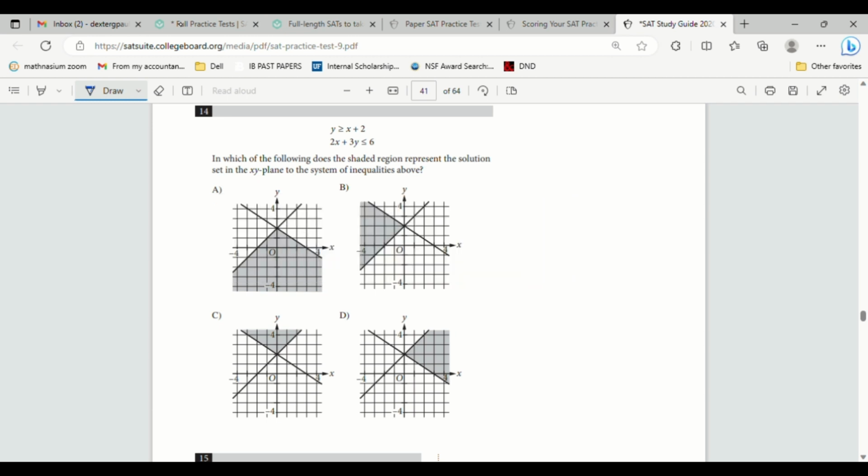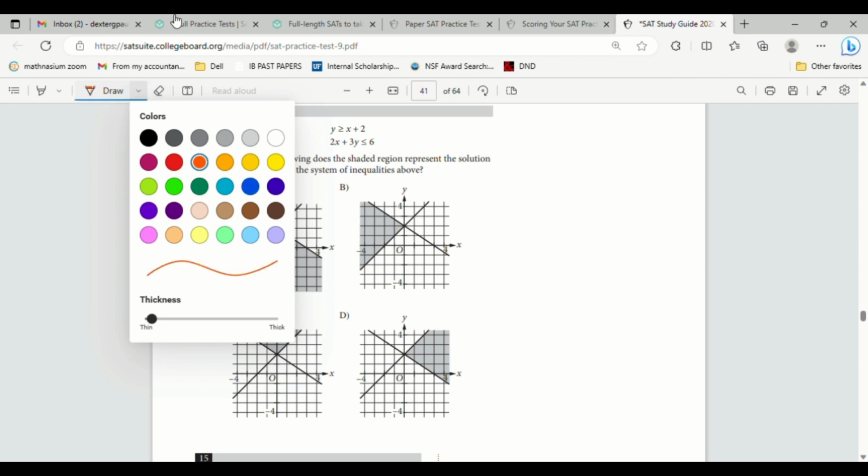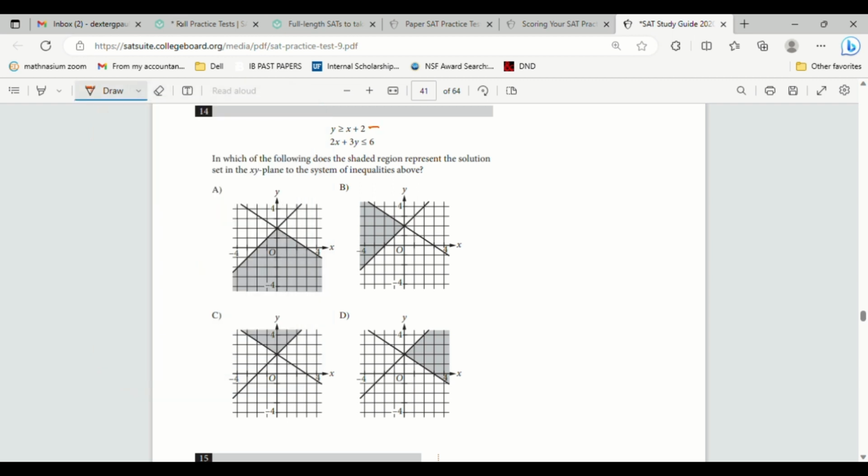Number 14, in which of the following does the shaded region represent the solution set in the xy plane to the system of inequalities above? So first, I'm going to label this a different color. First equation I'll label as orange. So in all the graphs, this orange line represents our y is greater than or equal to x plus 2 because it's a positive slope and a 2 y-intercept. And so because it's y is greater than or equal to, we have to shade above this line. So any choices that don't have any shading above are incorrect. So A and D are wrong because there's no shading above this line.